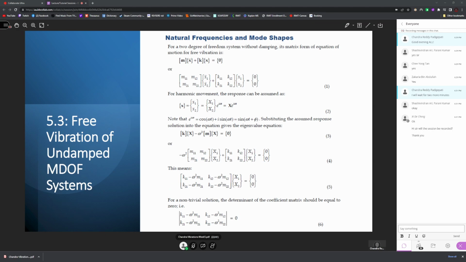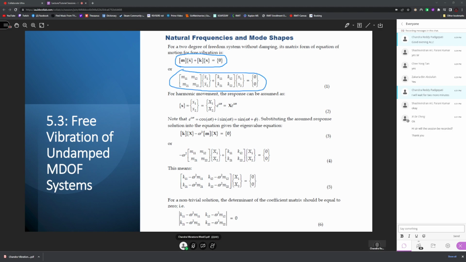Okay, so then getting natural frequencies and mode shapes for a 2-degree freedom system. So without a damper, in free vibration. So this is a free vibration, damper free. There is no external force and no damper. So this is the equation of motion in matrix format. We can write it like this.